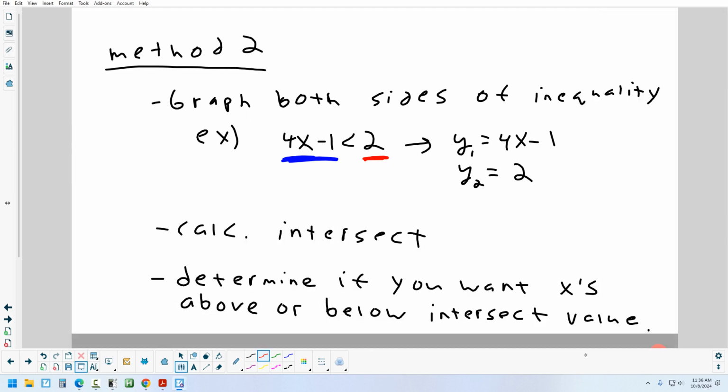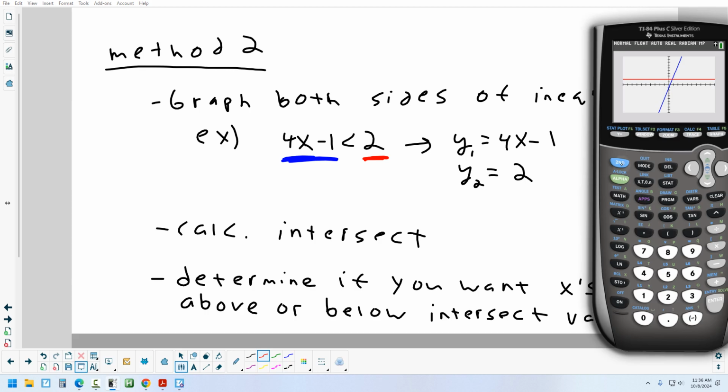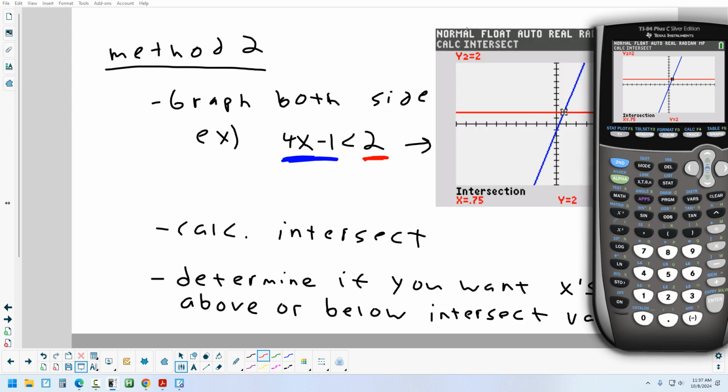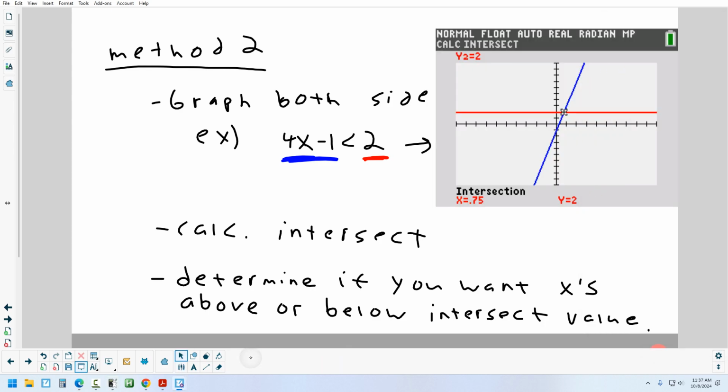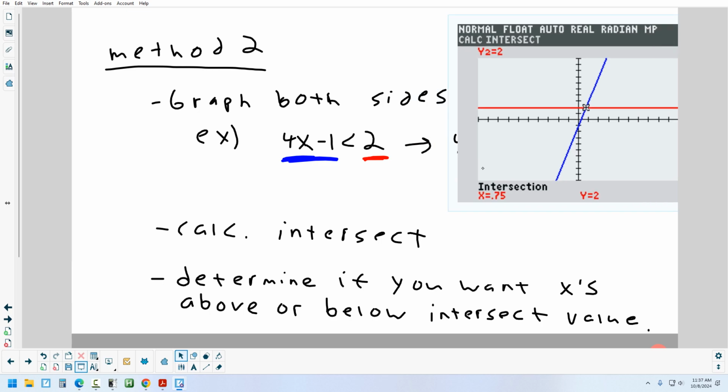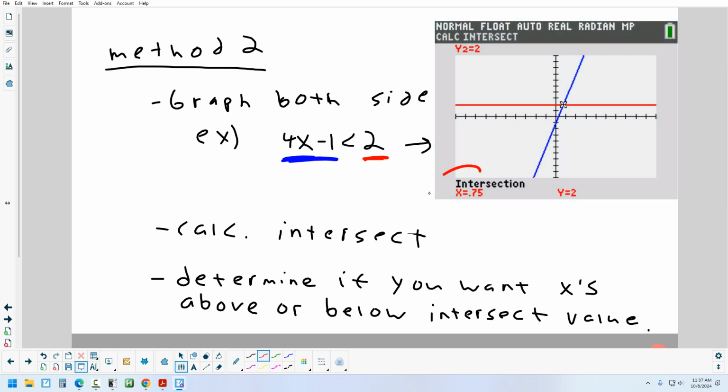And then it's the same idea. Is your answer everything below the intersect, or is it everything above it? So let's do second calc intersect. Pick a point on the blue, hit enter. Pick a point anywhere on the red and hit enter. And your guess. Okay. So I got an intersection point. We already kind of knew what we were going to get there. 0.75.